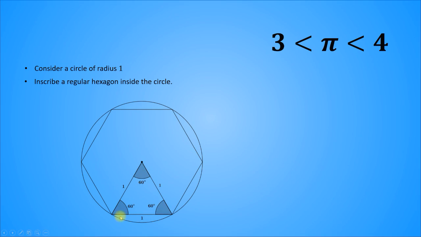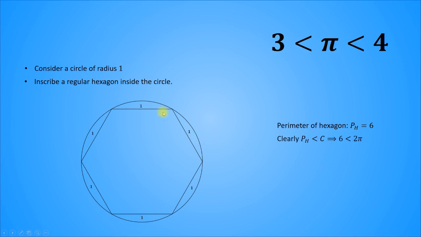And that means that the length of this side is the same as the length of the other two. In other words, this is an equilateral triangle. So the length of this side of the hexagon is 1. And this is a regular hexagon, so the lengths of all the sides are 1. So the perimeter of the hexagon, which I'll call pH, that's 6.